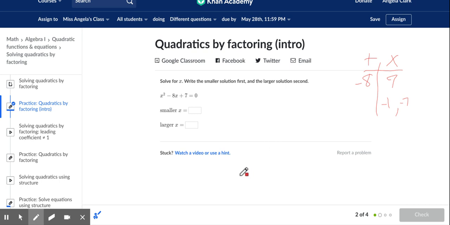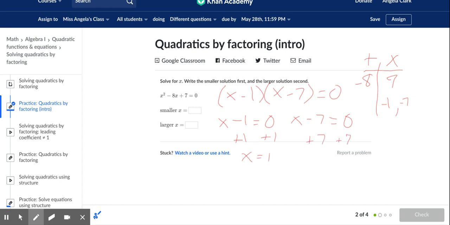All right, so the factored form of this is going to be x minus 1, x minus 7 equals 0. And then I'm going to split that up into my two cases using the zero product property. So x minus 1 equals 0, x minus 7 equals 0, and then I can solve both. So I'm going to add 1 to both sides. X equals 1, add 7 to both sides. X equals 7. So then when I put in my answers, the smaller one is 1 and the bigger one is 7.